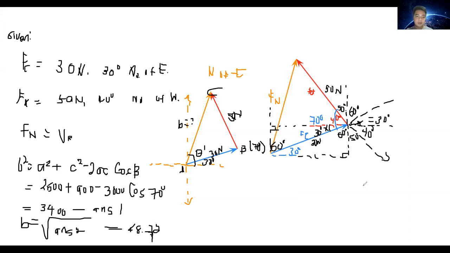Okay, so that is the magnitude of the resultant vector or the net force: 48.72 newtons. Ngayon, kailangan natin kunin ang theta prime and then add to 30 degrees para makuha natin ang angle involved sa kanyang direction. To determine theta prime, we will be using the sine law. So this is sine A. Theta prime is also equivalent to angle A. So sine A over A, that is 50 newtons over A. The opposite side of angle A is 50 newtons.